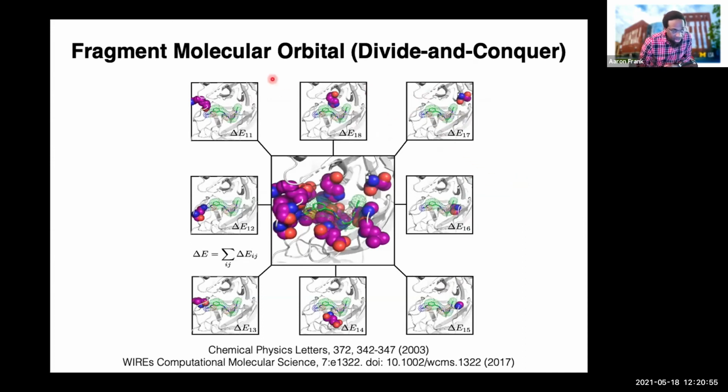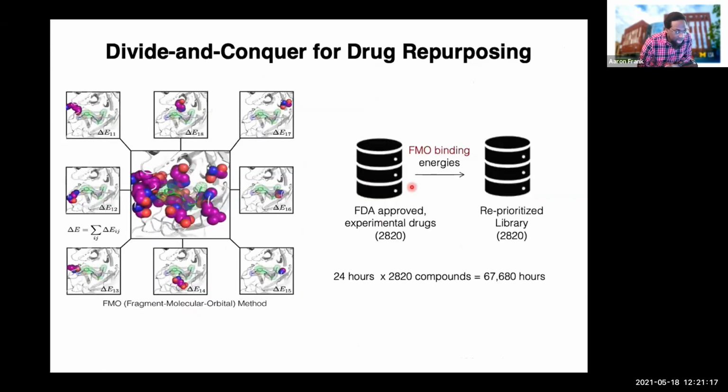So again, the Fragment Molecular Orbital technique is really a divide and conquer strategy that allows you to speed up the calculation, yet still do a quantum mechanical calculation that describes at a high level the interactions between your small molecule and your target. And so here in this project, we've applied it to try to do drug repurposing. The idea is to take a set of FDA-approved drugs, calculate the FMO binding energies, and then reprioritize the library based on those energies.